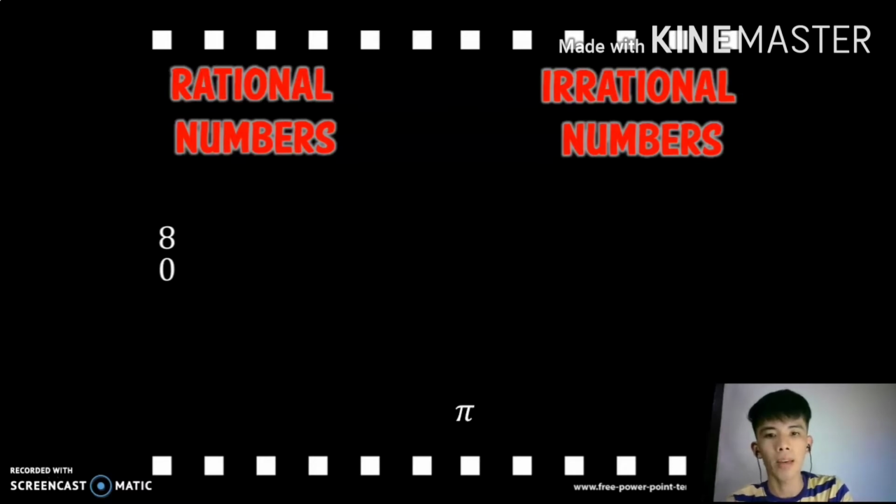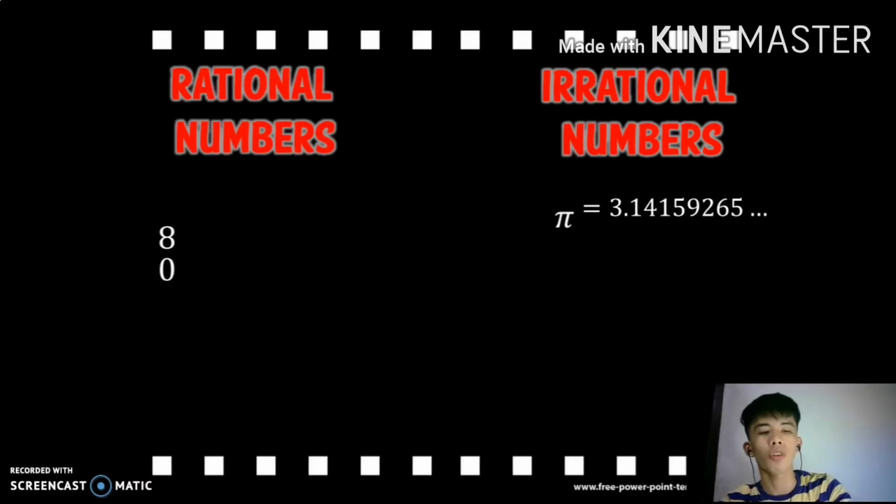How about the pi? Ano ba ang value ng pi? Diba 3.14, 15, 92, 65, and so on and so forth. So, since hindi natin siya pwedeng gawing into fraction form kasi hindi natin alam yung exact value niya, okay, ayan, we can consider pi as an irrational number. Okay? Kasi walang katapusan. Diba may tatlong tuldok or yung ellipsis. Okay. Hindi natin siya ma-transform into fraction form.